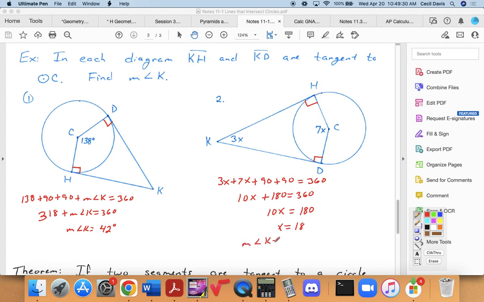So the measure of angle K is 3 times 18, which is 54 degrees. Everything okay? Yeah, I forgot about the last part, the measurement. You do have to make sure you answer the question.